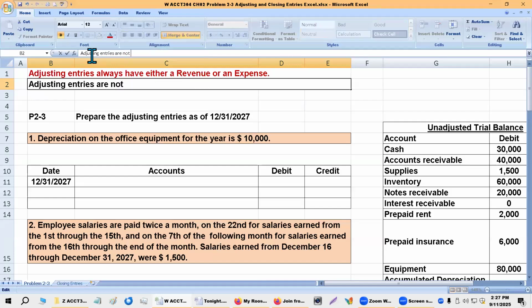Adjusting entries are not triggered by an event. Talk about that in a second.